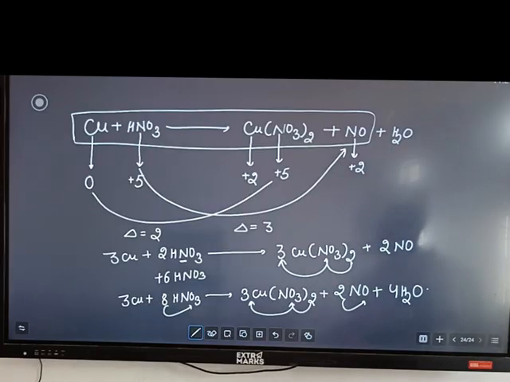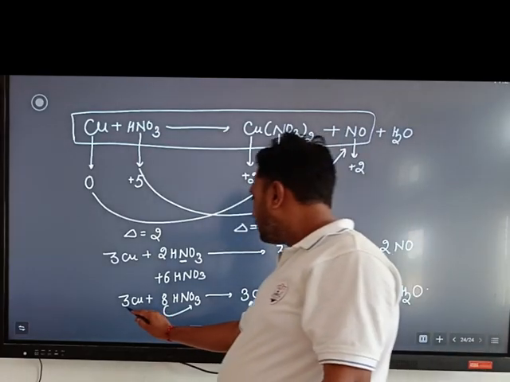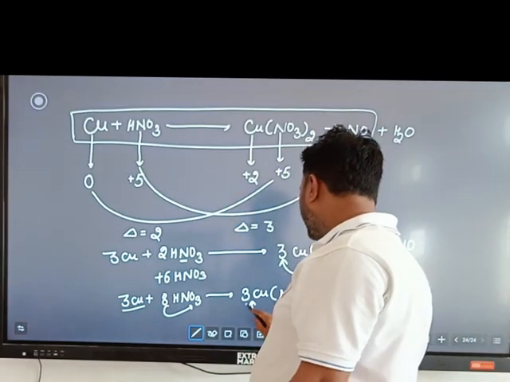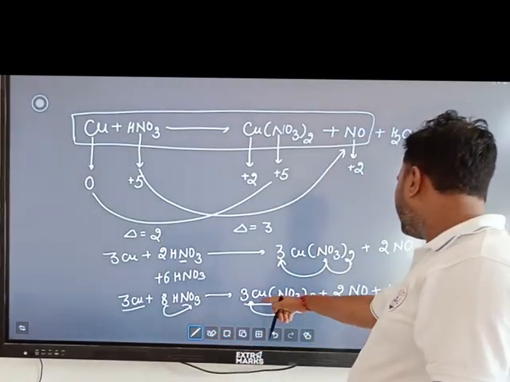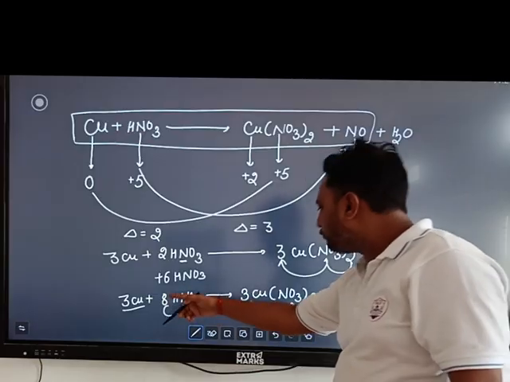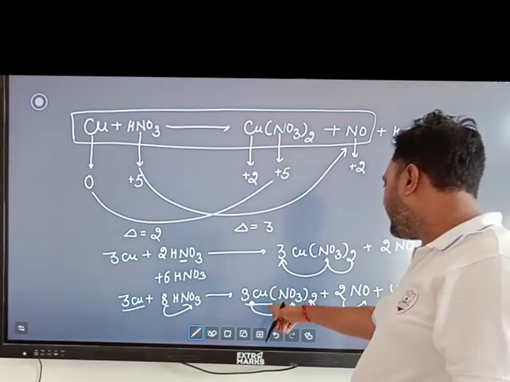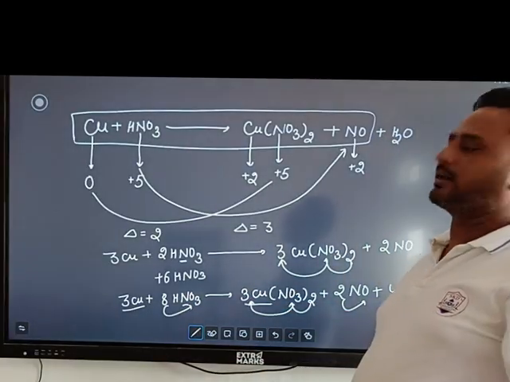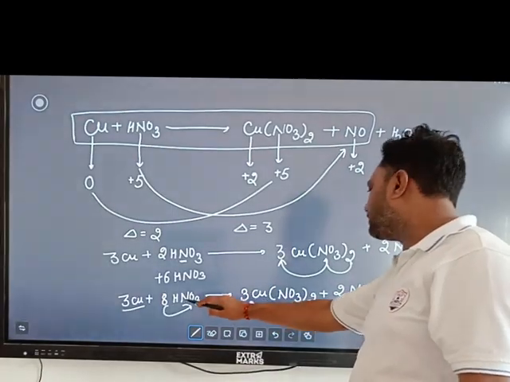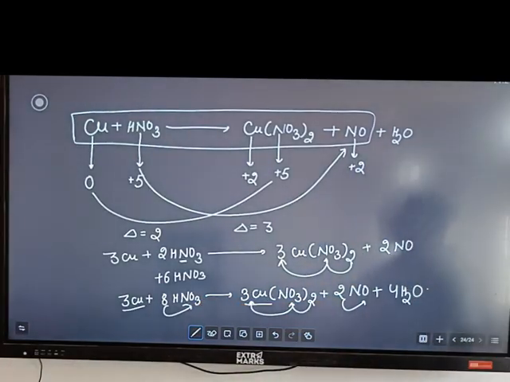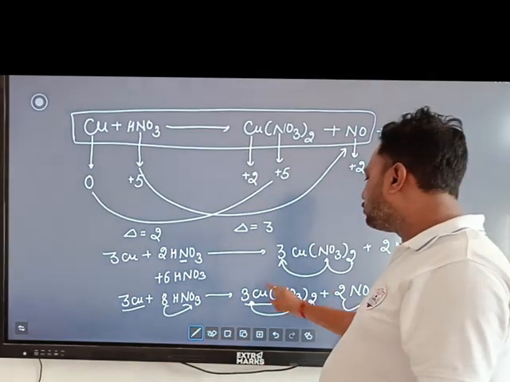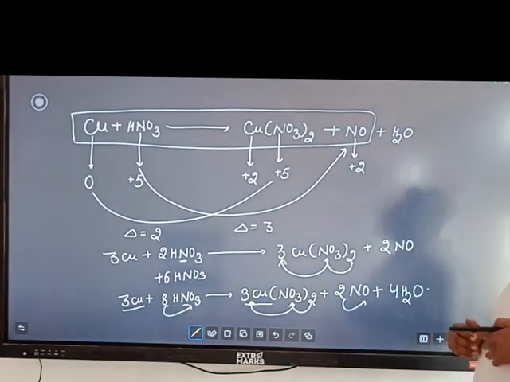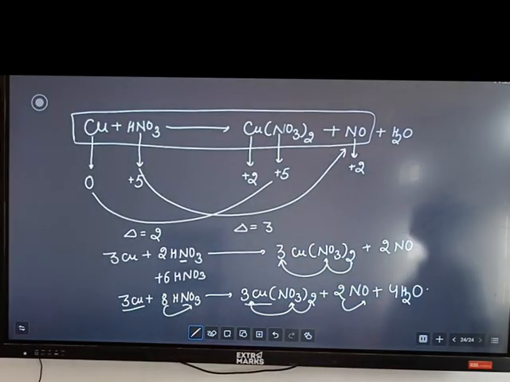Now we are going to check this. So 3 copper on the reactant and 3 copper in the product. 8 nitrogen in the reactant, 8 nitrogen in the product, 24 oxygen in the reactant, 24 oxygen in the product, and 8 hydrogen on the reactant and 8 hydrogen on the product. Then the reactant side is neutral and the product side is also neutral. In this way, this reaction is also balanced.